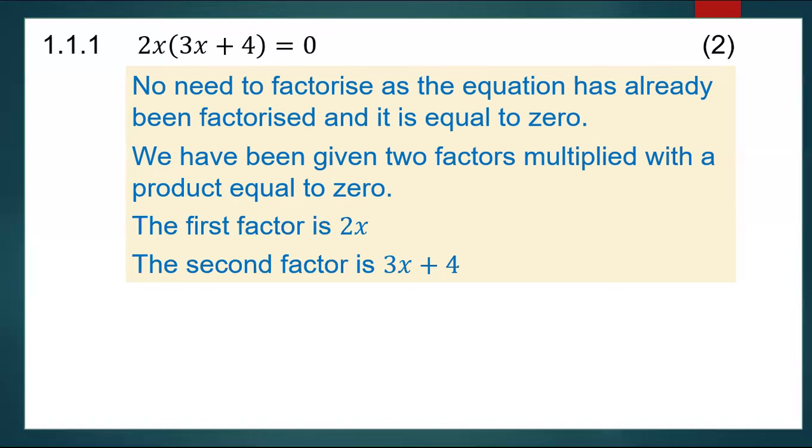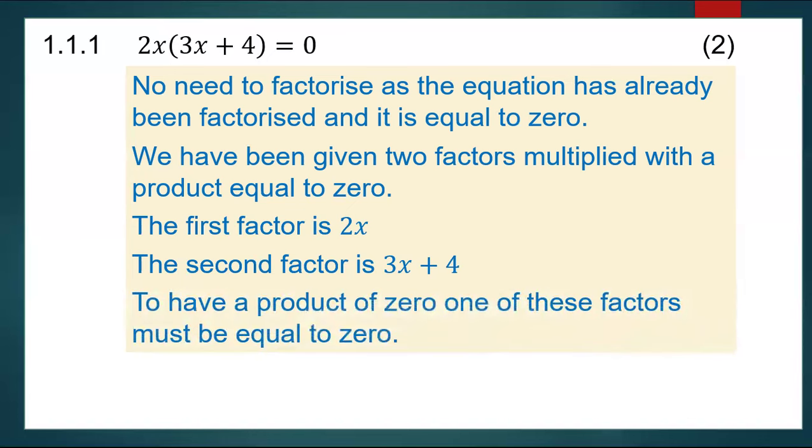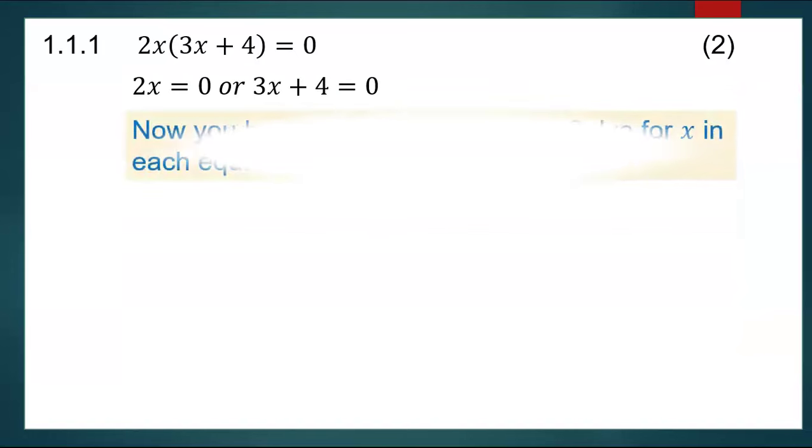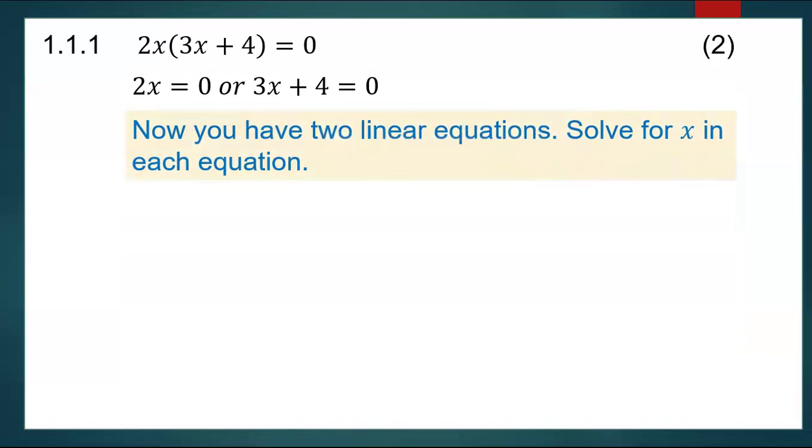For you to have a product that is equal to 0, one of the factors must be 0. We don't know which factor it is in this case. Hence, we are going to take each of those factors and equate them to 0, because one of them should be equal to 0. How do we do that? You will take 2x equated to 0, or the second factor, 3x plus 4, equated to 0. Then you can solve for x. Since you have linear equations, you know how to solve for x.